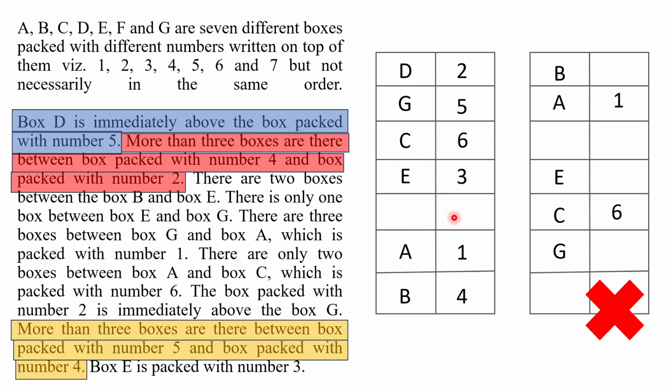Now you can see that there is one vacant place and only one box is left to be placed, which is box F, and only one number is left to be assigned, which is number 7. So this is our required arrangement of the boxes. Okay. Case number 1 is the required arrangement of boxes. Now let's move on to the very first question.